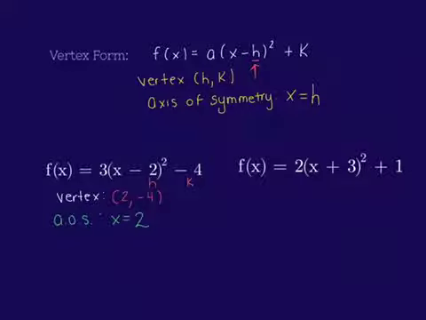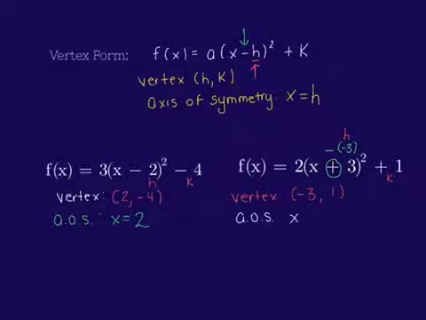Now, in the second one, you'll notice we have an addition sign here. So the only way we could get an addition sign when we know the formula was supposed to have a subtraction sign is if we subtracted a -3. That would become a plus. So what that tells us is that h is -3 this time. So this time the vertex is at -3, and then k is +1, so -3, 1. And the axis of symmetry is at x is equal to -3.